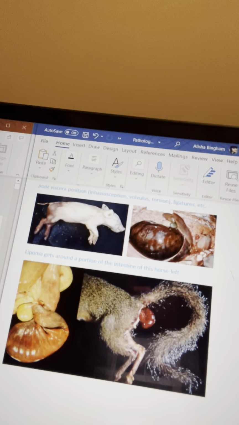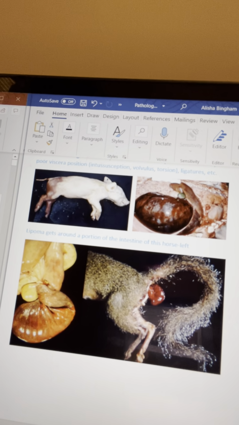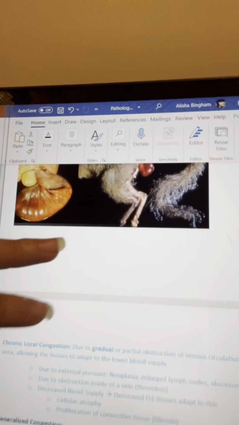And then we have those pictures as well. So the lipoma here gets around a portion of the intestine of the horse. But then we also have chronic local congestion, which is due to gradual or partial obstruction of venous circulation in an area, allowing the tissues to adapt to the lower blood supply.